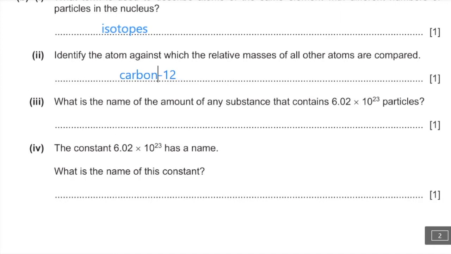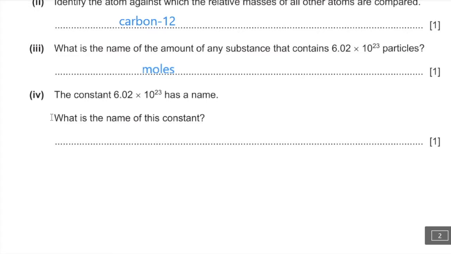3. What is the name of the amount of any substance that contains 6.02 into 10 to the power of 23 particles? So this is the amount or the scale or unit, which is moles. 4. The constant 6.02 into 10 to the power of 23 has a name. What is the name of this constant? This is Avogadro's constant.